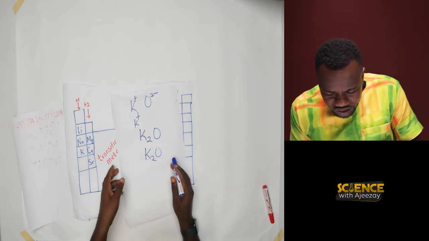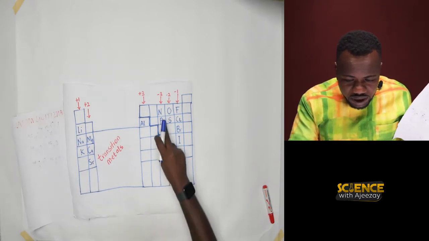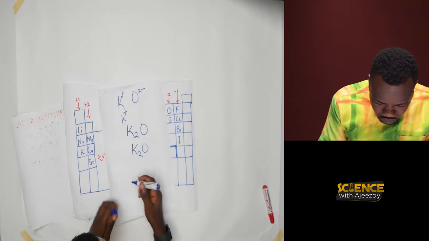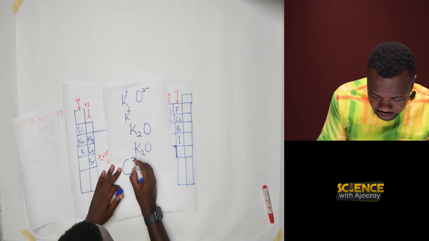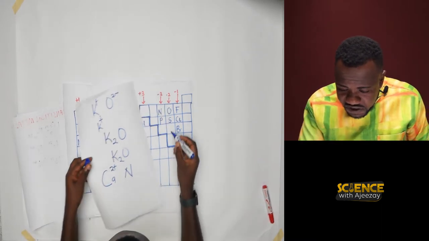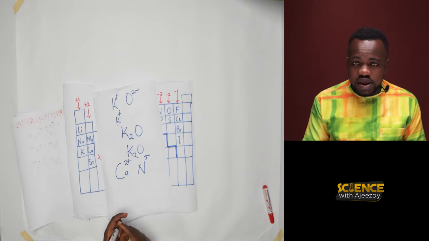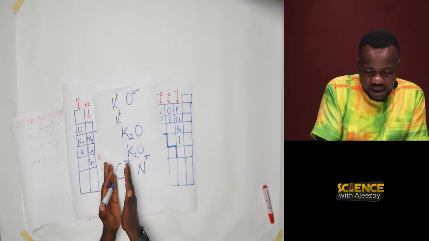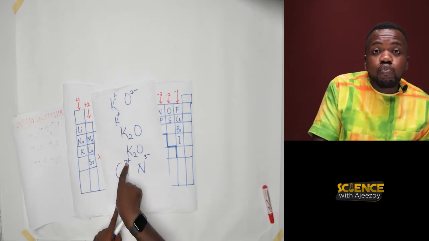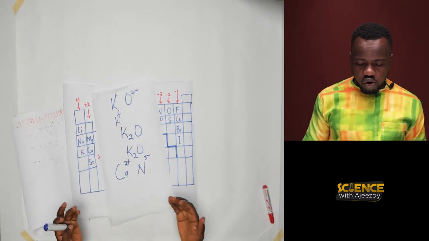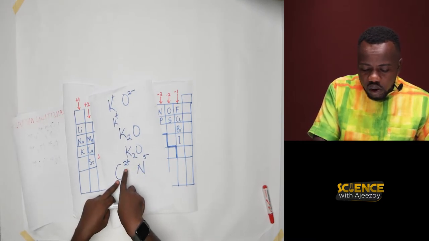Let's take calcium and then nitrogen. Calcium is in this column, that is 2 plus here. And nitrogen, our N, is here, that is 3 minus. Now, straight away, they want to form a compound. Of course, it's a plus and then a minus. So here is 2 plus and here is 3 minus. Of course, they don't balance. You need one more of this.